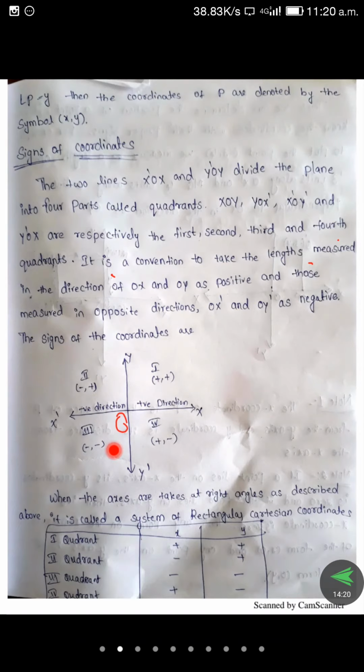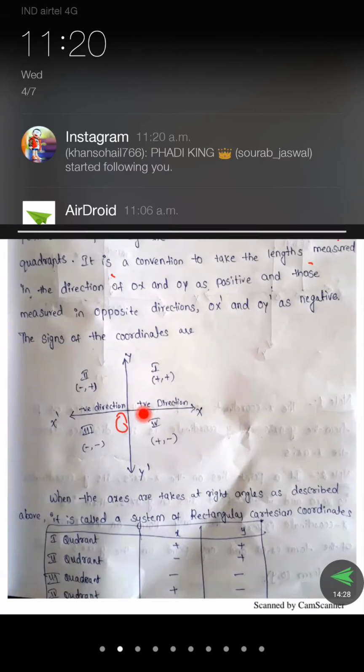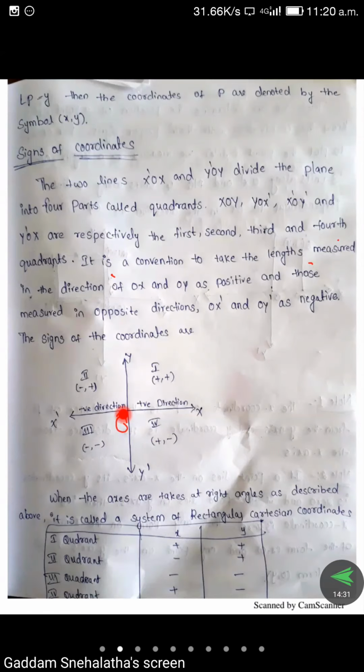So next, move to the fourth quadrant. In the fourth quadrant, first we have to take OX, the X coordinate. OX is positive, so first we take the X coordinate, that's why it is plus, comma. Next OY dash. OY dash means we have to take negative, so the Y coordinate is negative. So that's how we get the signs. First quadrant is plus plus, second quadrant is minus plus, third quadrant is minus minus, and fourth quadrant is plus minus. So any doubt on this for anybody?